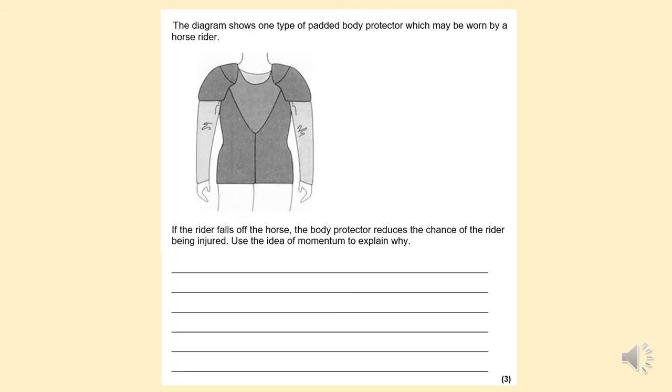Now this second question is very similar to the second part of that first question. You should be able to pause the video and have a go at this one. So this time we have a diagram showing a padded body protector which may be worn by a horse rider. If the rider falls off the horse, the body protector reduces the chance of the rider being injured. Use the idea of momentum to explain why.